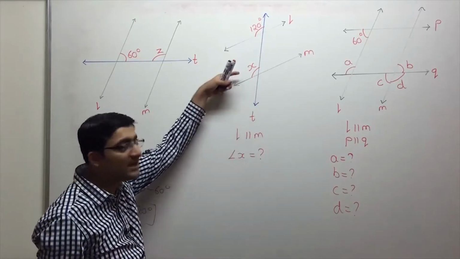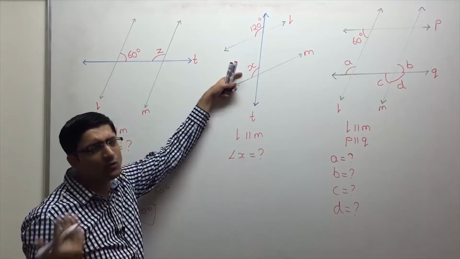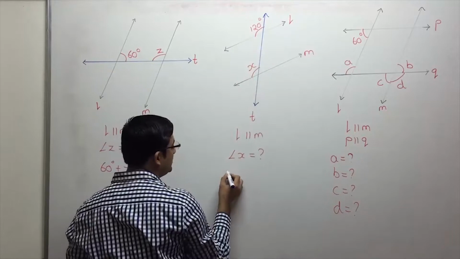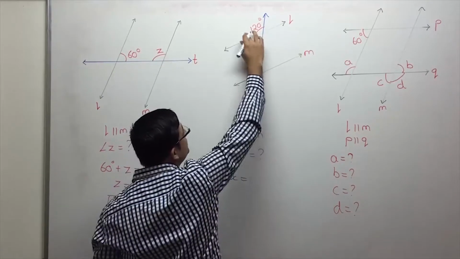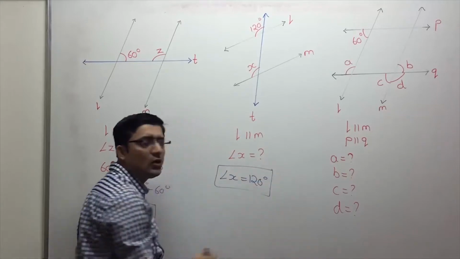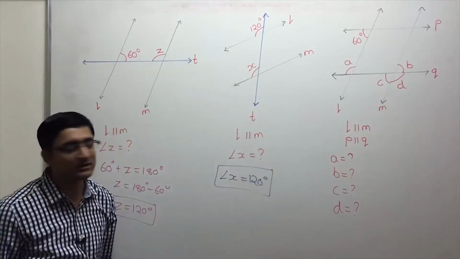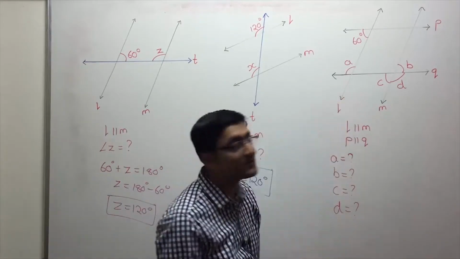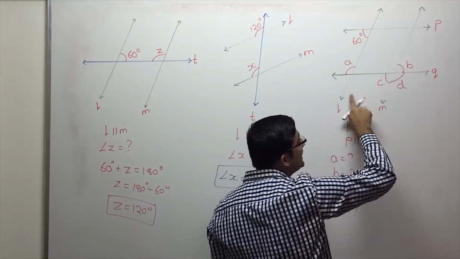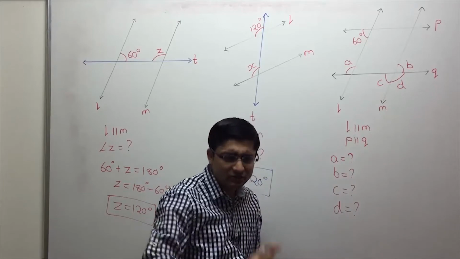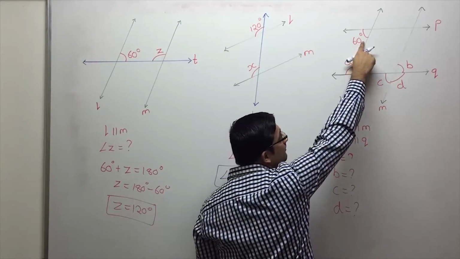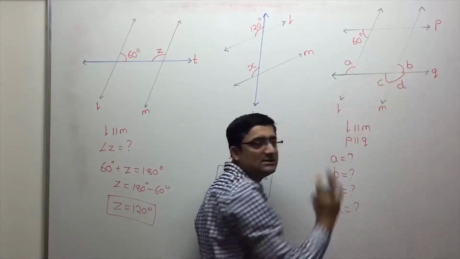Now we know when two lines are parallel and we have a transversal, what do I know about corresponding angles? They are equal. So these two angles are equal. So angle X is equal to this angle, that is 120 degrees. Right? So all you have to do is find the relationship between the two angles. Now come over here. See, here we have four parallel lines. P is parallel to Q and L is parallel to M, right? So slightly complicated. Now only one angle is known to me, 60 degrees. Based on that, I have to find A, B, C, D, right?